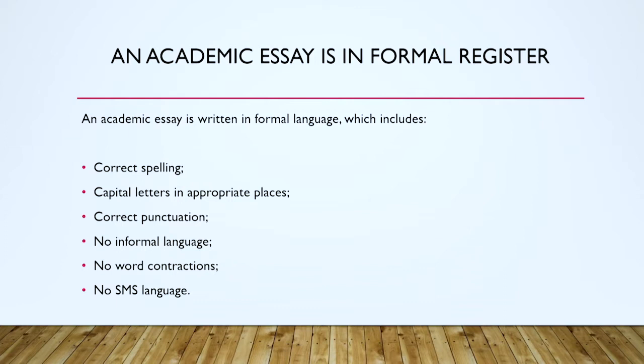Another important part is that an academic essay is in formal register. So that's formal language. It should be correct spelling. Capital letters should be in appropriate places. Correct punctuation needs to be used. No informal language. No word contractions. Word contractions are when you use a word like don't, which is actually do not. So we try not to use contractions. And obviously, no SMS language or no Twitter language, that kind of thing. So before, B with a number 4 next to it, you should not use, but the full word.